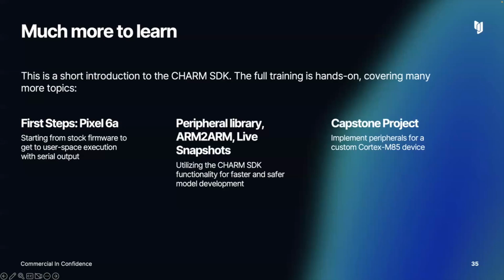So this is a brief excerpt of the full training, which is hands-on and covers many more topics, including implementing the first steps of modeling a new device, the Pixel 6a, from scratch. Some CHARM SDK features such as daemons, the ARM-to-ARM binary translation layer, and live snapshots. The full training ends with a capstone project implementing custom peripherals for a purpose-built device derived from the Cortex M85. So contact your Corellium representative to book this training and learn more about what the CHARM SDK has to offer.